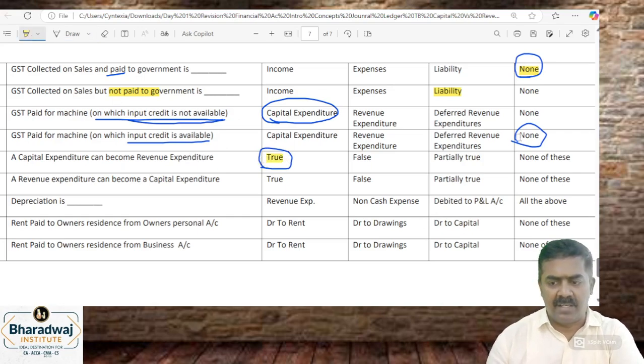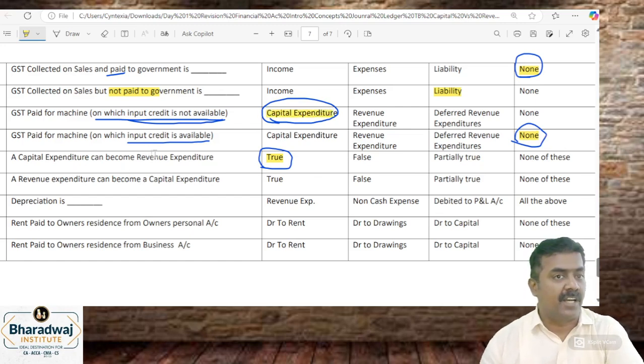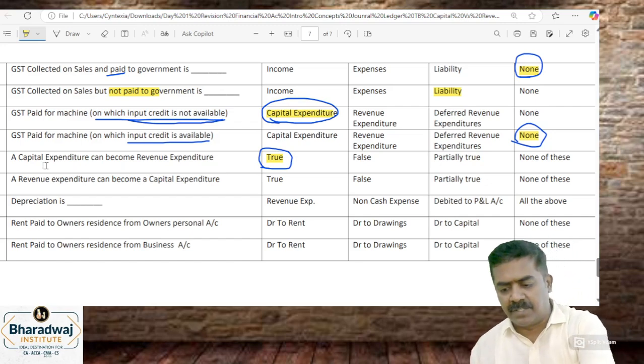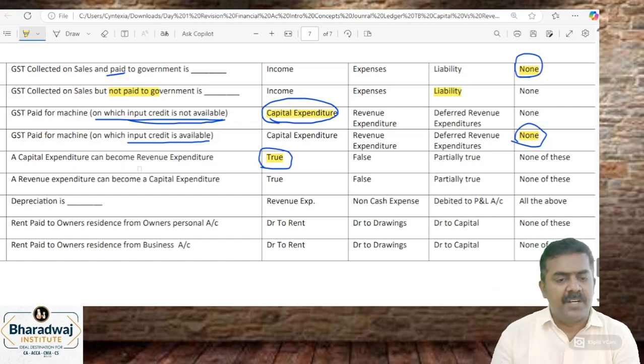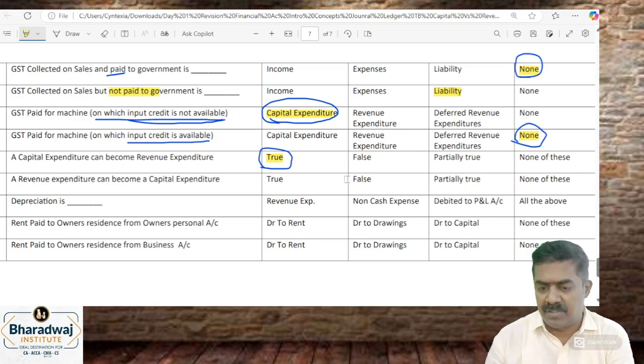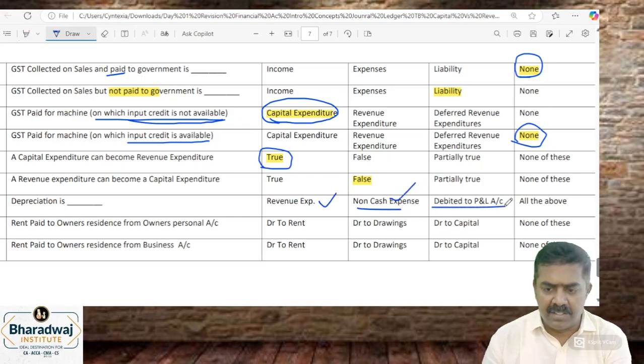You spend 5 lakhs and write it off over 5 years, 4 years, like that. Capital expenditure can become revenue expenditure. Next, can revenue expenditure become capital expenditure? No chance. False. Depreciation is a revenue expenditure. It is a non-cash expense, not paid in cash. It is debited to which account? P&L account. So the answer is all of the above.